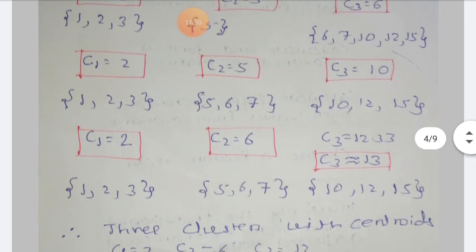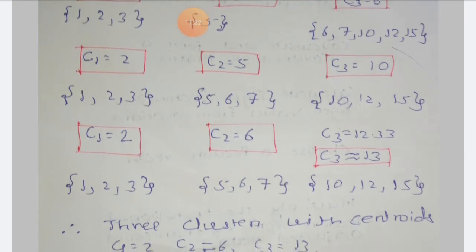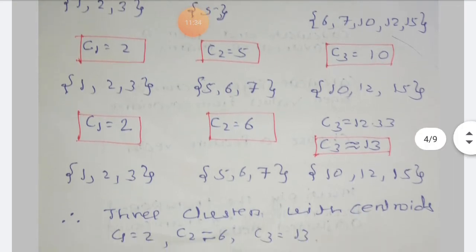Now again find the centroids. For this I am getting the centroids 2, 6 and 13. Now these 2, 6, 13 are the same as the previous 2, 6 and 13. That means stop the procedure.